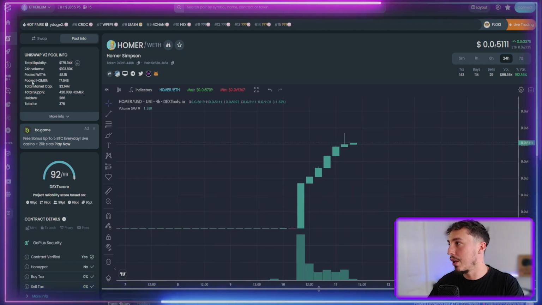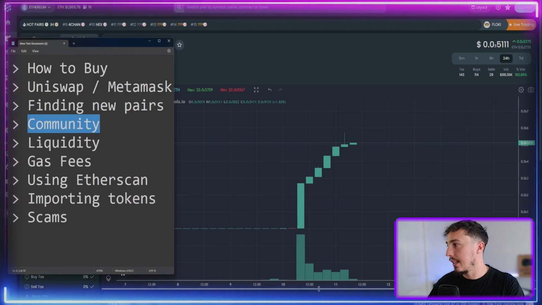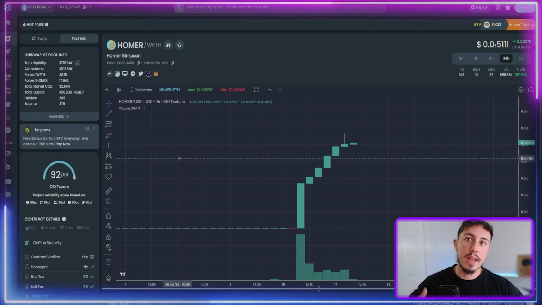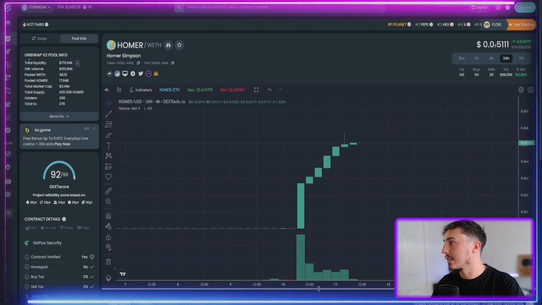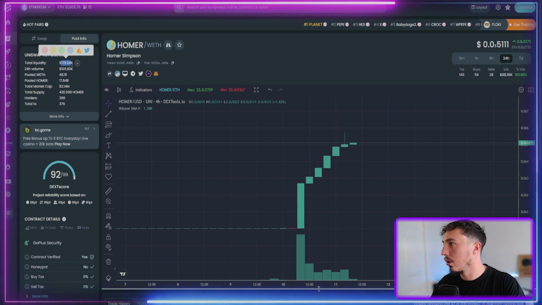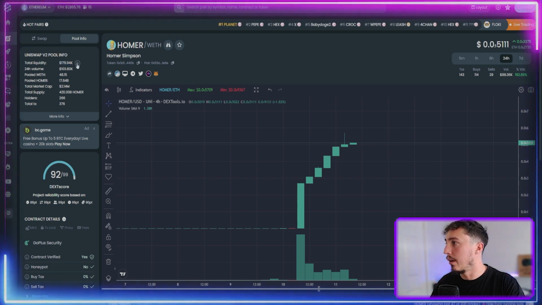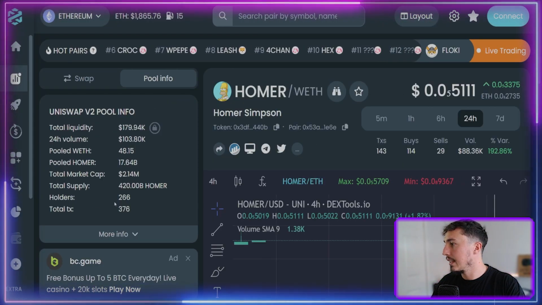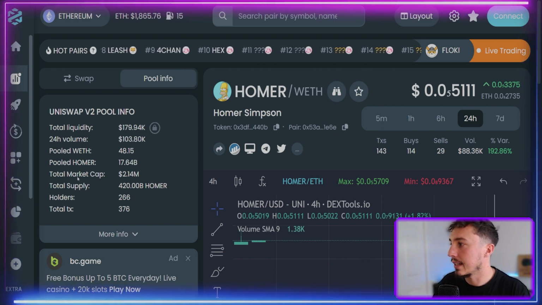It's up so much. One thing we need to check is liquidity. So can you actually sell this token? There needs to be liquidity in order to sell and get your money whilst doing it. Yes, we can. So there's $179,000 worth of liquidity right there. Volume is 103,000. You can see you've got all the metrics and indicators on the top left side of Dextools.